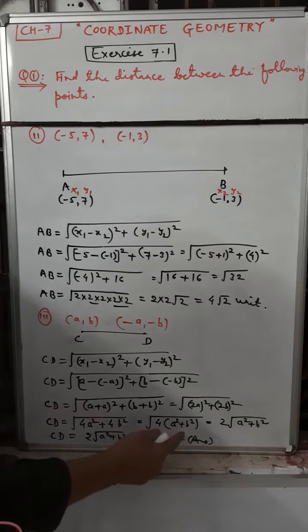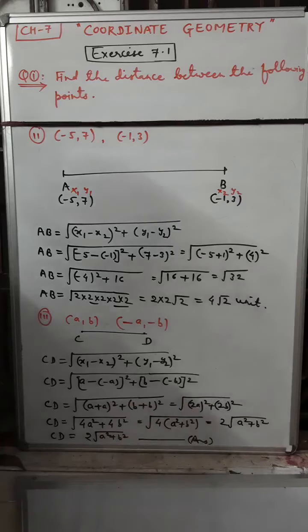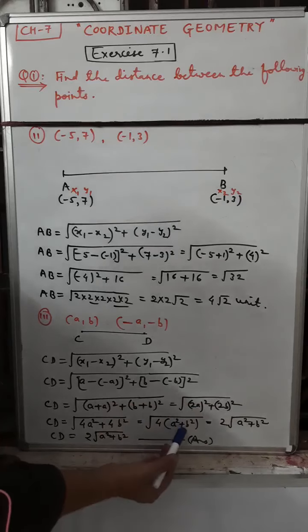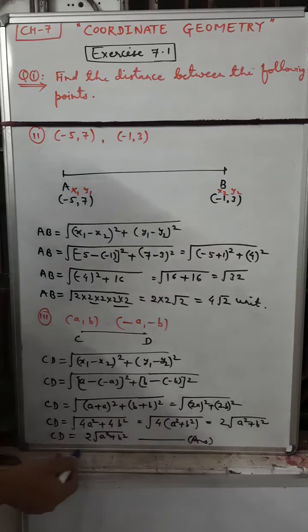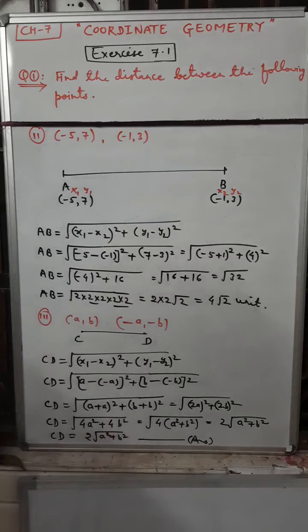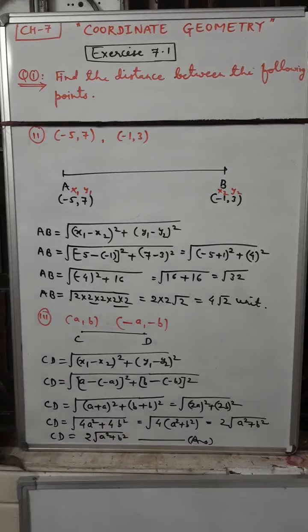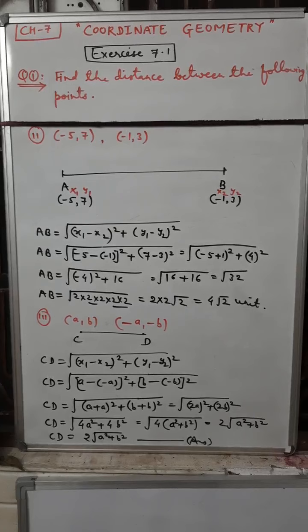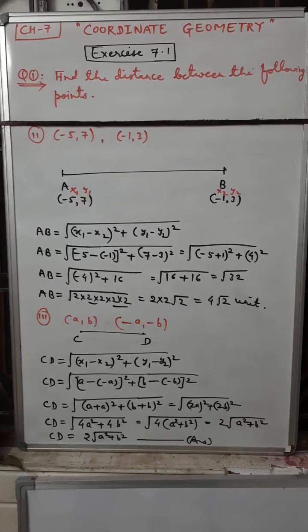If there is a multiple here, a square into b square, then definitely that will come out from the under root. But here there is a positive sign, or plus sign, so that will not come out from the under root. So our answer is 2 under root a square plus b square. Such kind of question you can solve easily by using the distance formula, x1 minus x2 plus y1 minus y2 whole square.